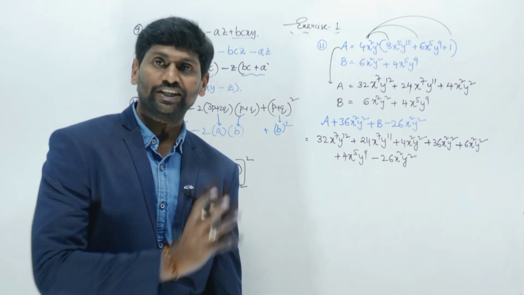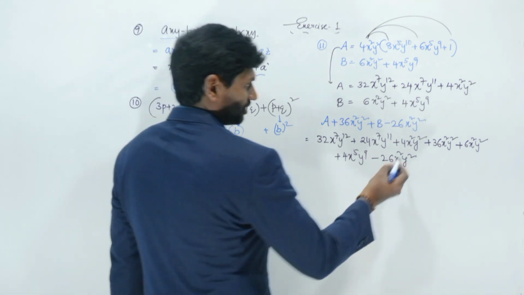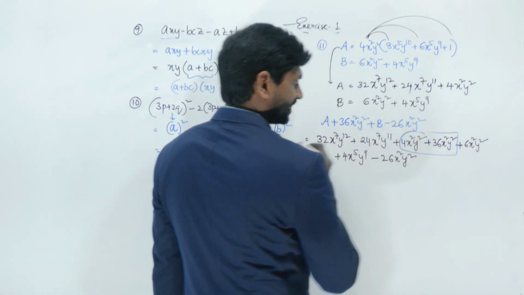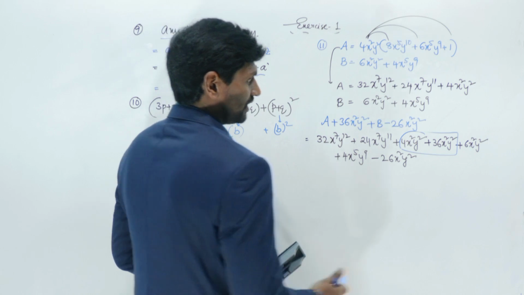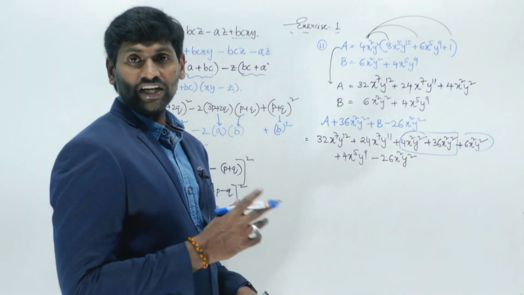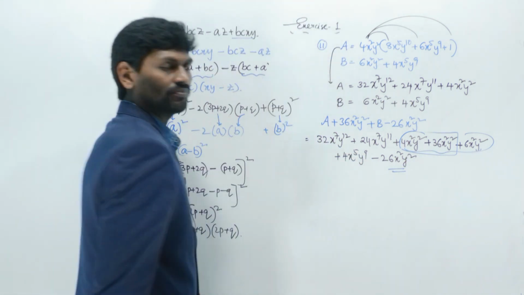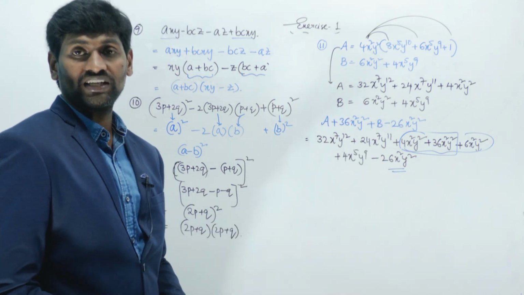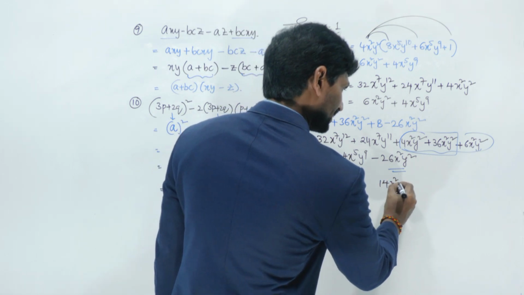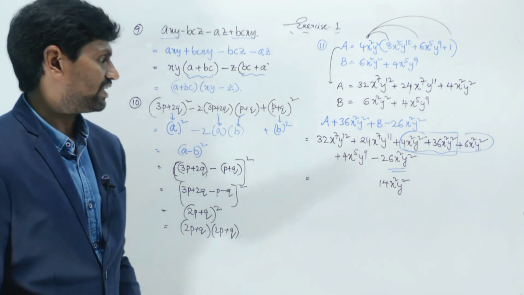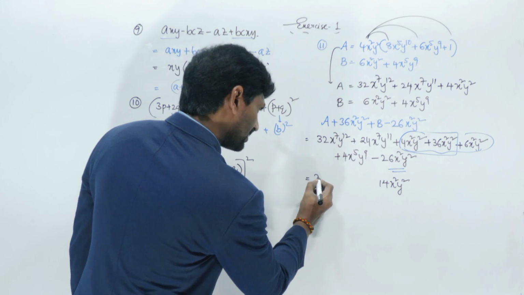Now first of all identify the common factors. I can see x square y square is a like term. Here 4 times x square y square, here 36 times x square y square. 4 plus 36 is 40. This is also x square y square, 40 plus 6 is 46. These three are positive terms, and the last term is negative. That means 46 minus 26 gives 20, so this is 20x square y square. Like terms identified. Are there any other like terms here? No other like terms, so write the remaining terms as they are.